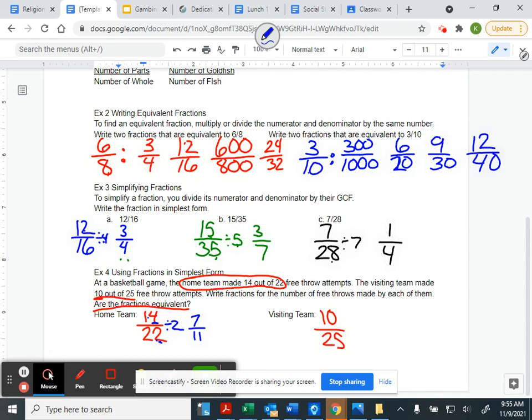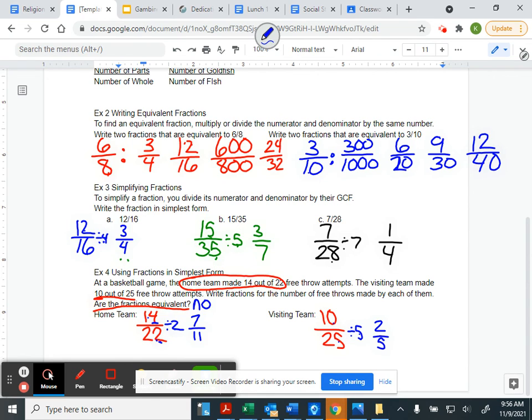So let's look at 10/25. What can I divide out of 10 and 25? Josie, I can divide a 5 out. 10 divided by 5 is 2. 25 divided by 5 is 5. I can't get any simpler than that. So are they equivalent? No, because I can't simplify them down to the same number. So the answer to are they equivalent is no.